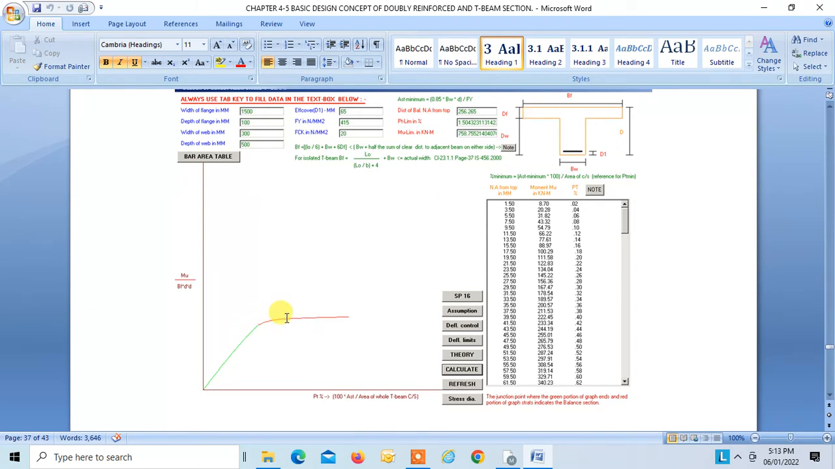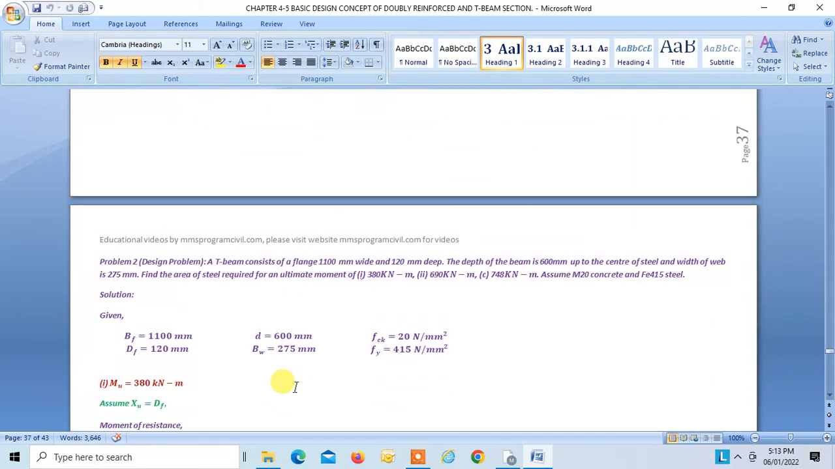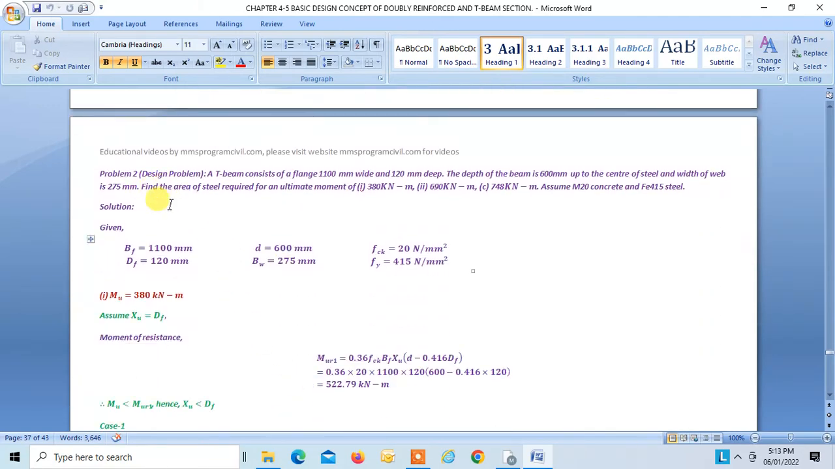So over reinforced sections in case of T beam are very uneconomical, and so are the under reinforced T beam sections, right? So it is always good to increase the depth and make the section under reinforced so that you can get an economical T beam section. Okay. So now we'll do a design problem.